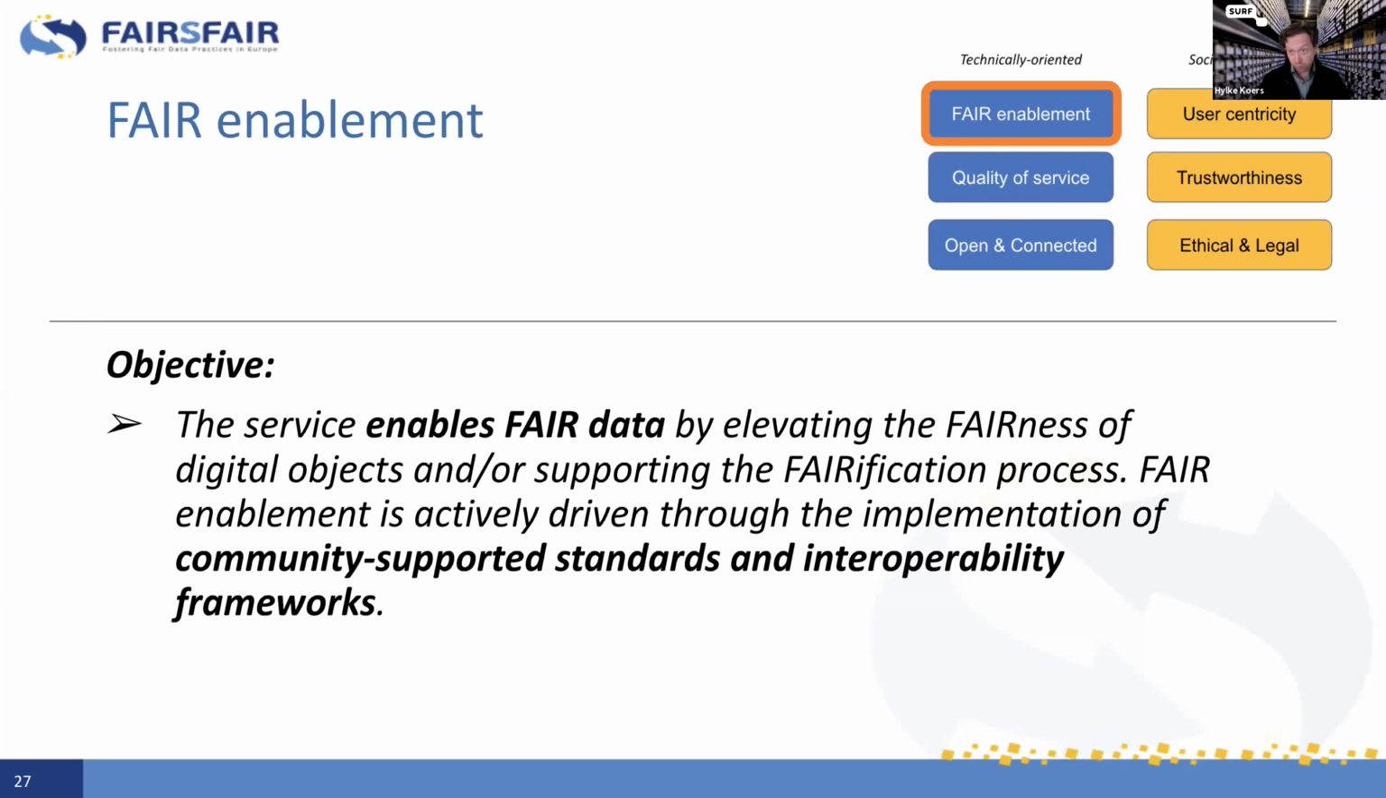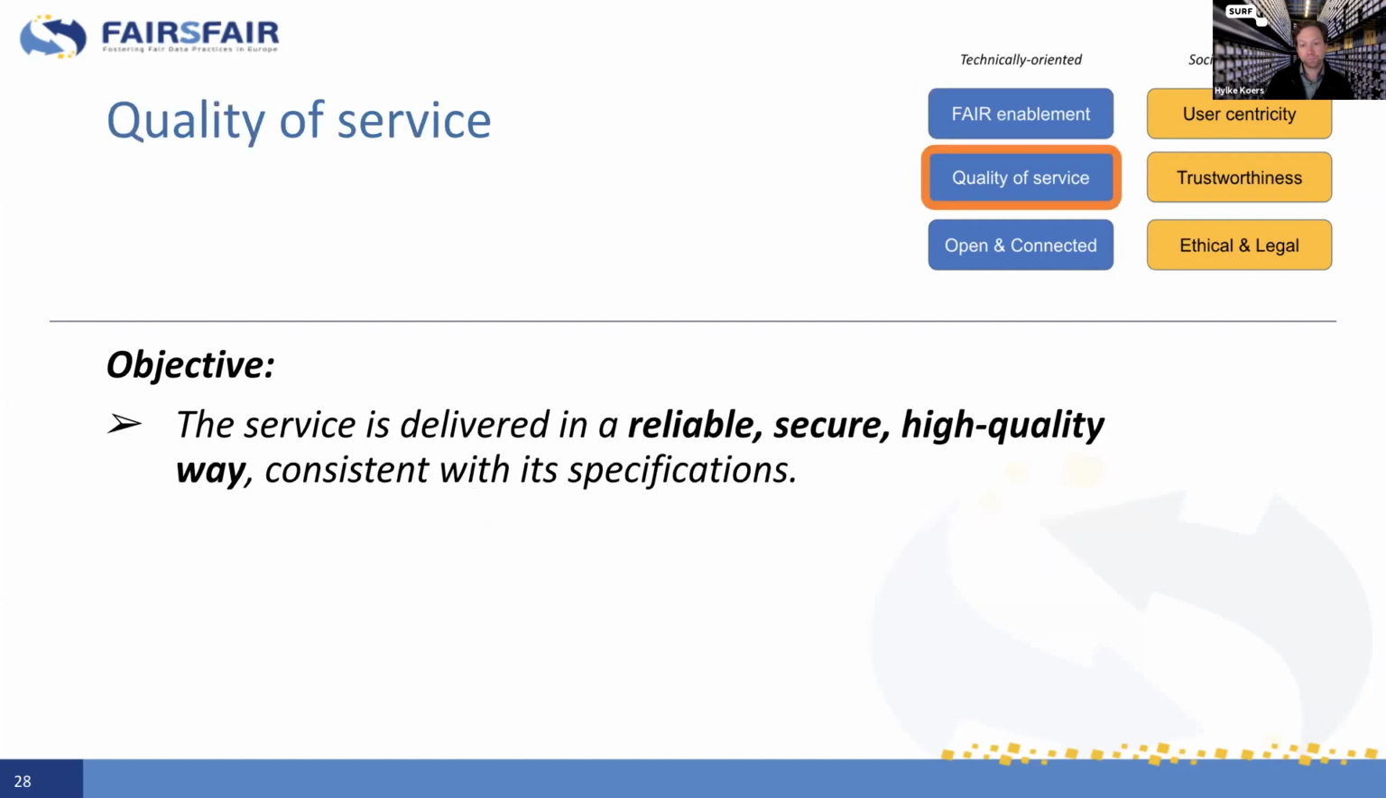So the first of our aspects is around FAIR enablement. And here the formulated objective is that the service enables FAIR data by elevating the fairness of digital objects and/or supporting the FAIRification process. FAIR enablement is actively driven through the implementation of community-supported standards and interoperability frameworks. And again, in the report that we've published, there are detailed recommendations on how to get to this objective. But this is the high-level objective that we formulated. So really around FAIRification, etc.